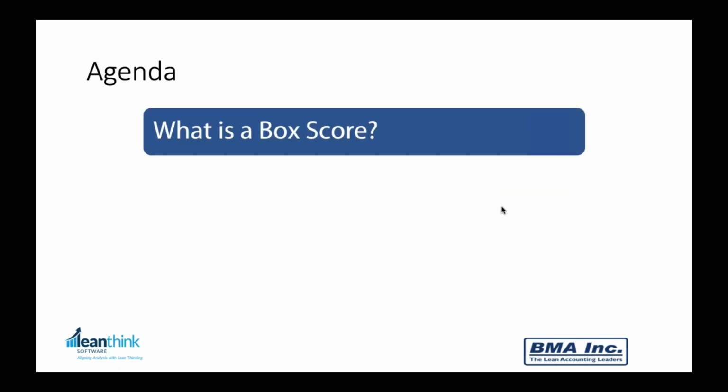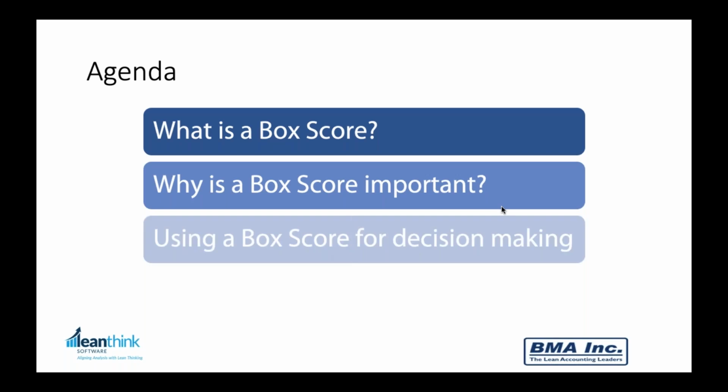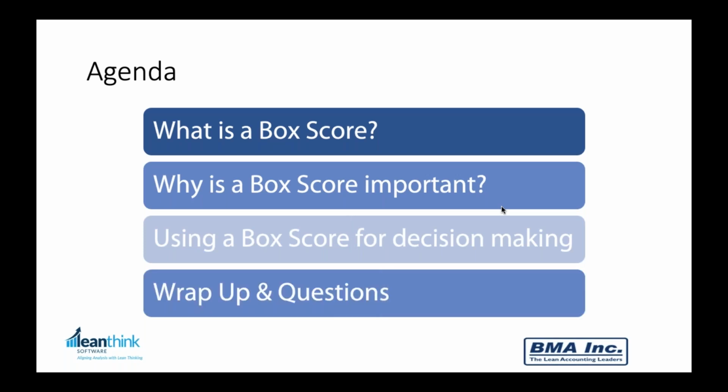Today's agenda is fairly simple. I'm first going to describe the components of a box score in detail, explain why a box score is important in a lean organization in the context of a lean business strategy. I'm going to show you some examples of how you use the box score for lean decision making, and then we'll have a wrap up. And because this is a re-recording, we will not have any questions.